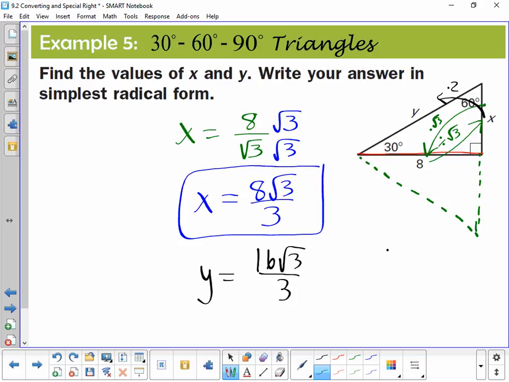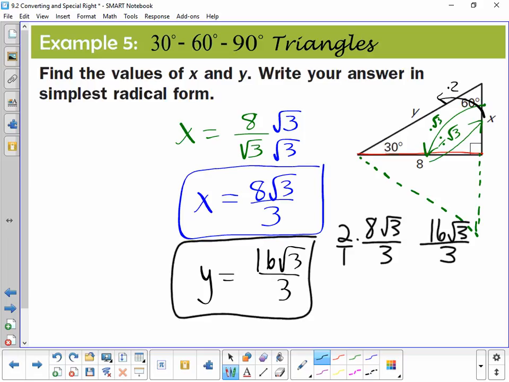Sometimes people try to turn that into 16 root 3 over 6. So be careful there. I think the easiest way to realize why it's not that is to think about that what you're multiplying by here is 2 over 1. So the 16 root 3 is for the numerator, but the denominator does not get multiplied by 2. It's still just a 3. So here's our solution for y.